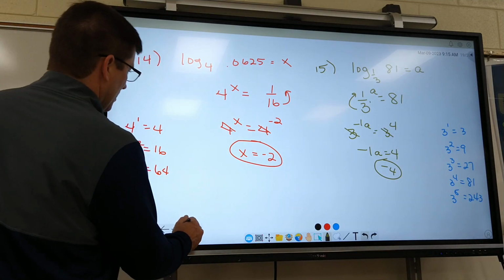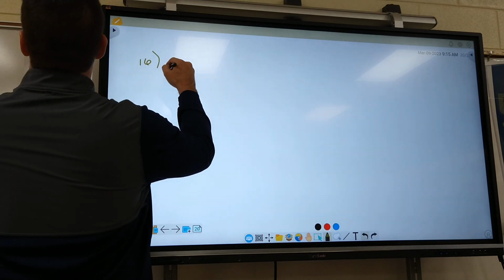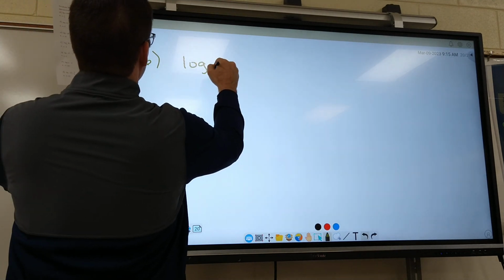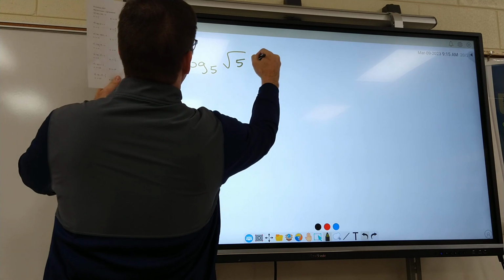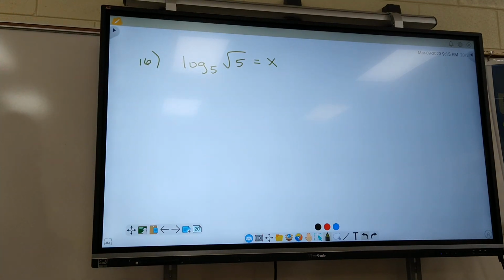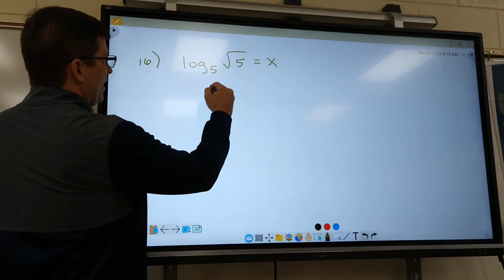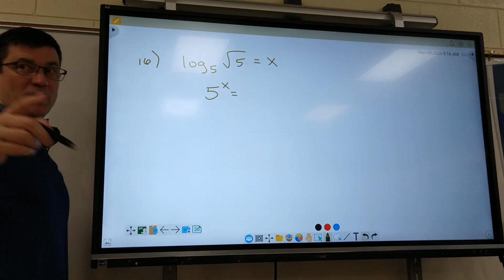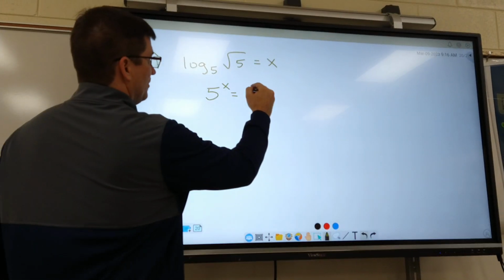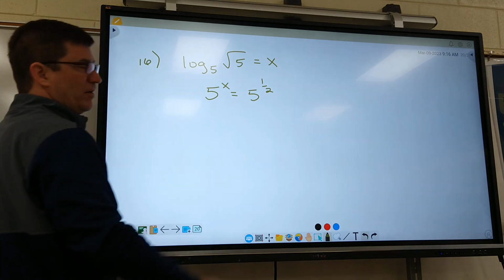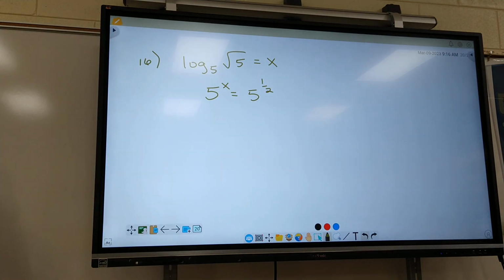All right, 16, next page. Log base 5, root 5 equals x. All right, let's set it up. That'll be 5 to the x equals what? It'll be 5 to the 1/2. Where in the world did I get 1/2 from?